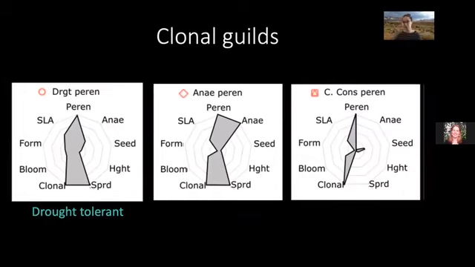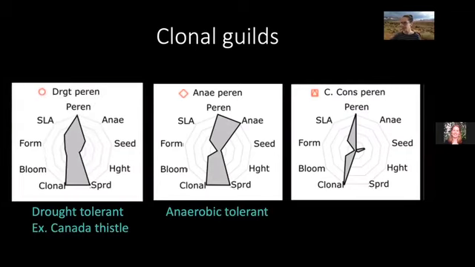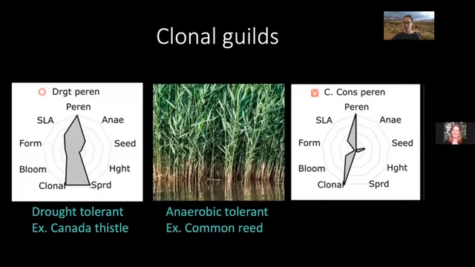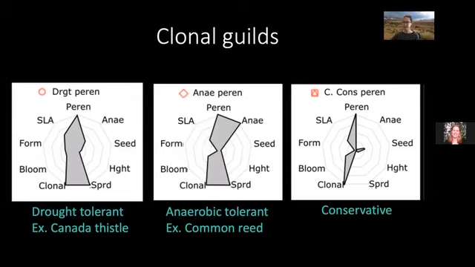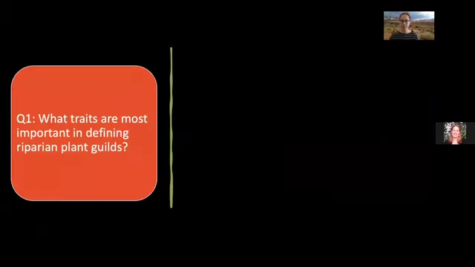There were 3 different clonal guilds. First, we have drought tolerant perennials, such as Canada thistle, anaerobic tolerant perennials, for example, common reed, and lastly, a resource conservative guild with super low SLA, for example, greasewood, so more upland species. So question 1, what traits are most important in defining riparian plant guilds?